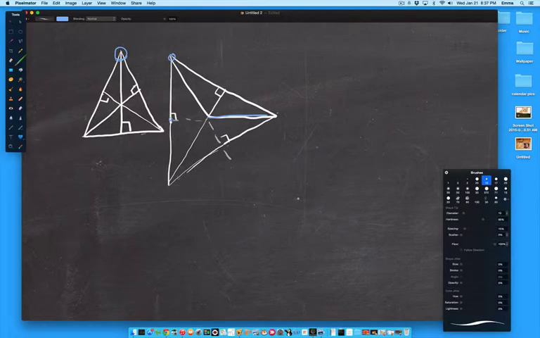The point of concurrency of the altitudes of the triangle is called the orthocenter, and this point does not have to be inside the triangle. For example, in this diagram, it's all the way over here.